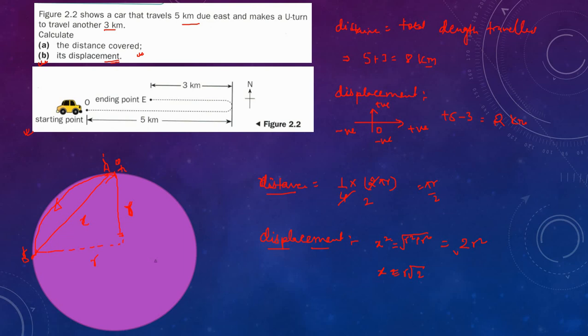So if you know the r, you can figure out what is the displacement, what is the distance based on this. Always remember, displacement cannot be more than distance, cannot. Maximum it can be equal, but it cannot be more than that. So I hope this is clear to understand about these two vector and scalar quantity.